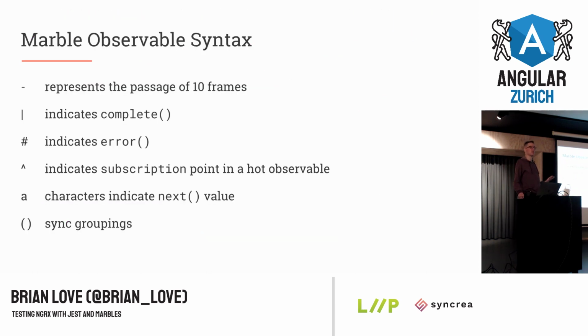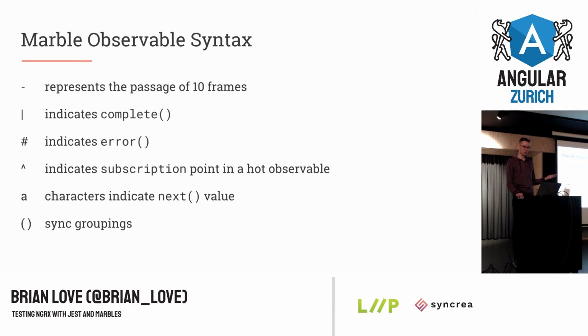So with that in mind, we're going to use a string syntax to represent both time and values emitted over time in our observable stream in our marble testing. So let's run through these real quickly. A dash represents the passage of time. That's roughly 10 frames of time. The pipe, as we saw previously in the marble diagram, was our completion notification. So a pipe in the string syntax will represent a completion notification. The pound sign or the hash symbol, whatever you want to refer to it as, indicates an error has been emitted in the stream.